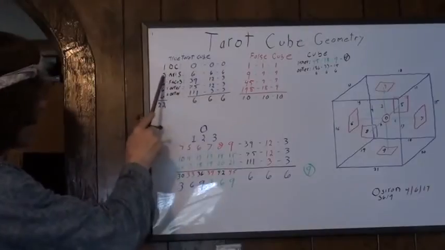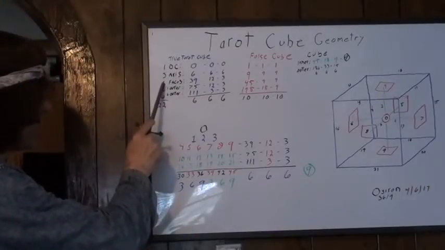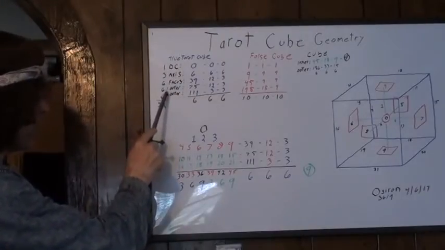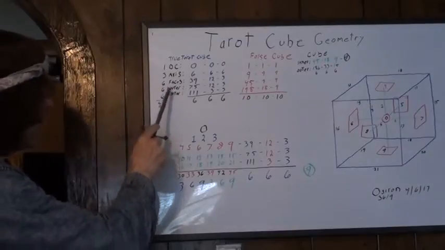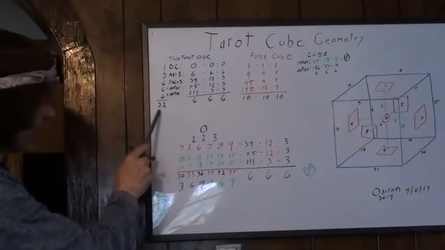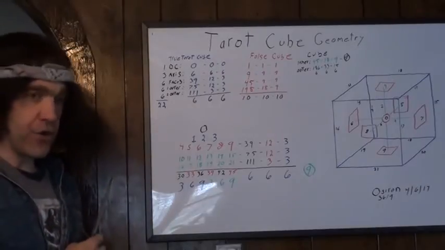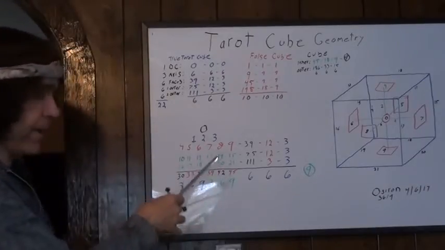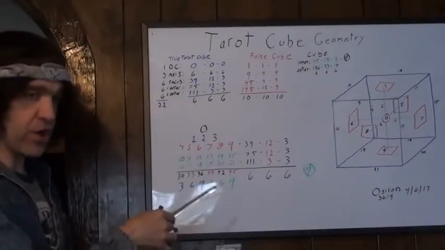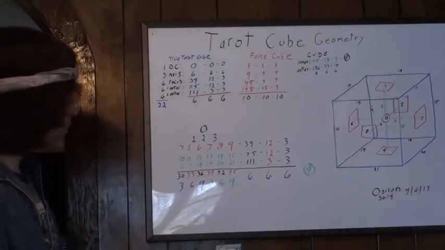And then we've got 3 axes, 6 faces, and then the outer broken up into 2 groups of 6 and 6. Now if you add all those numbers up, you see 22 again. And if we recall, on the true tree of life, when you add up the Sephiroth in the middle pillar, it becomes the 22.